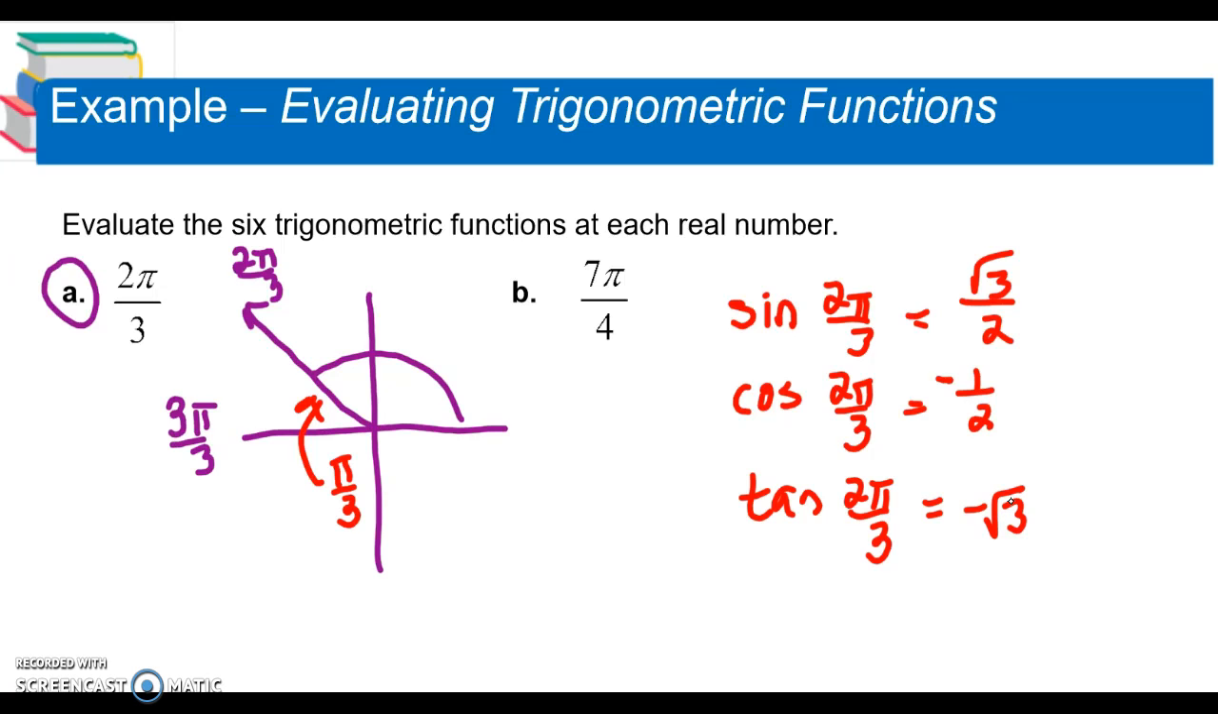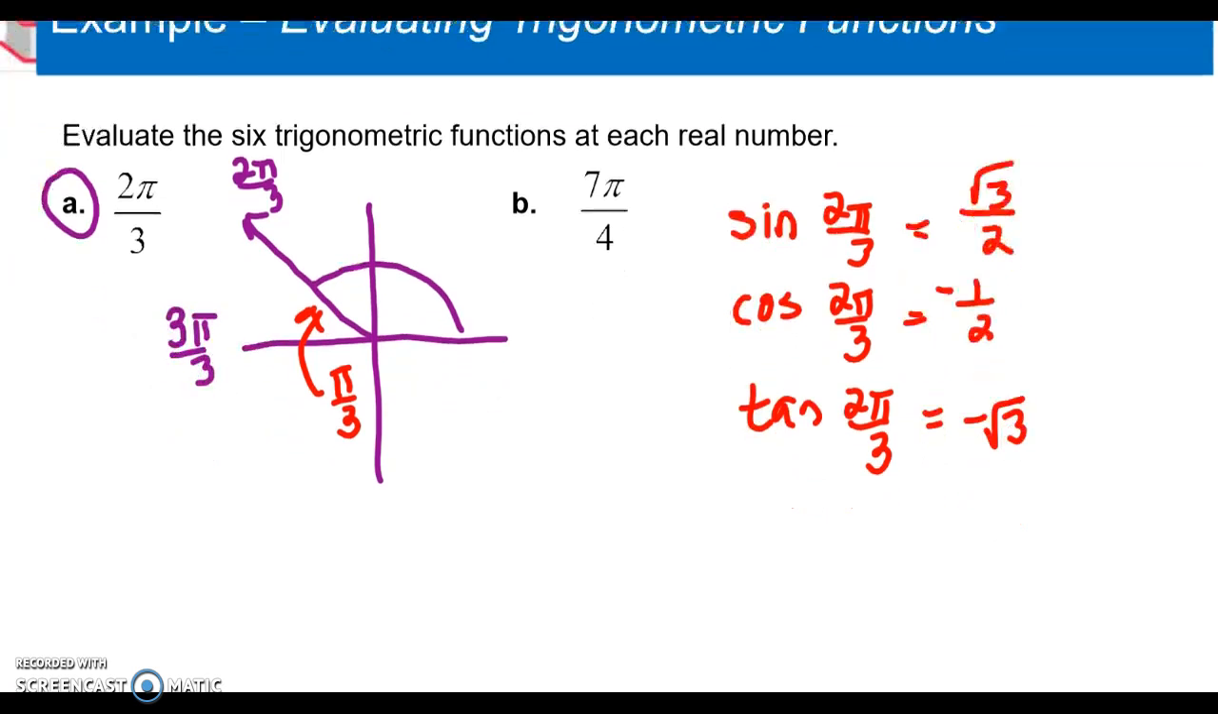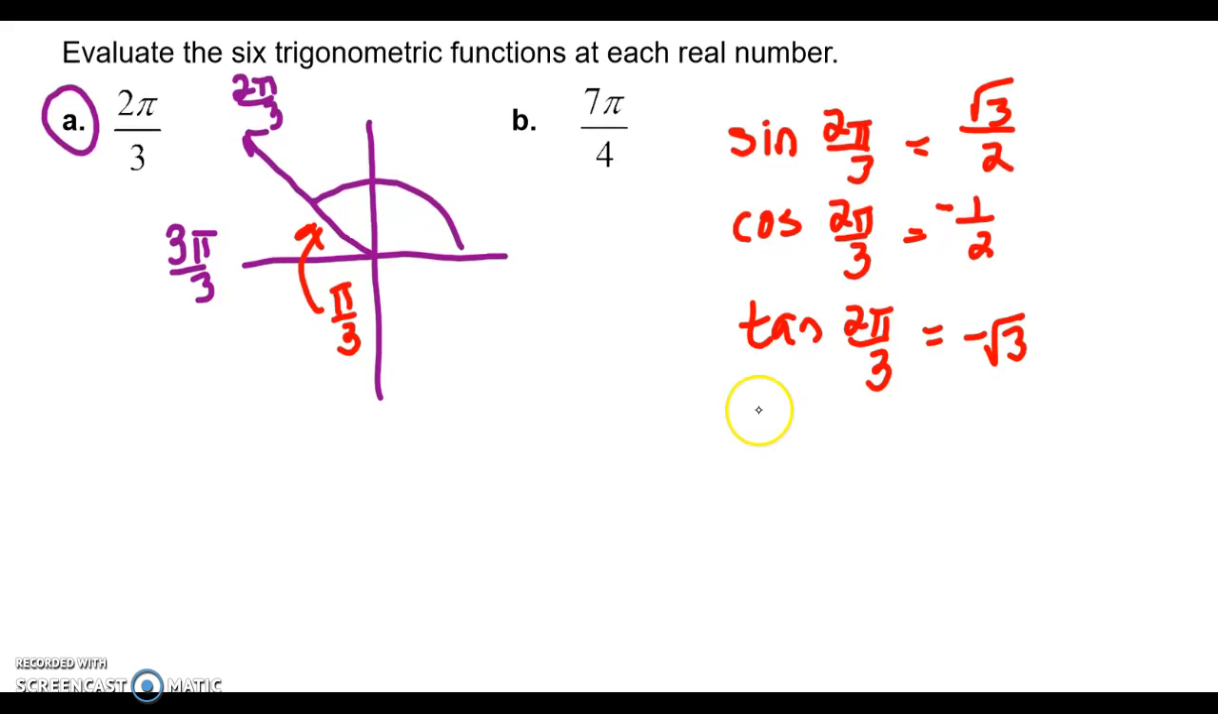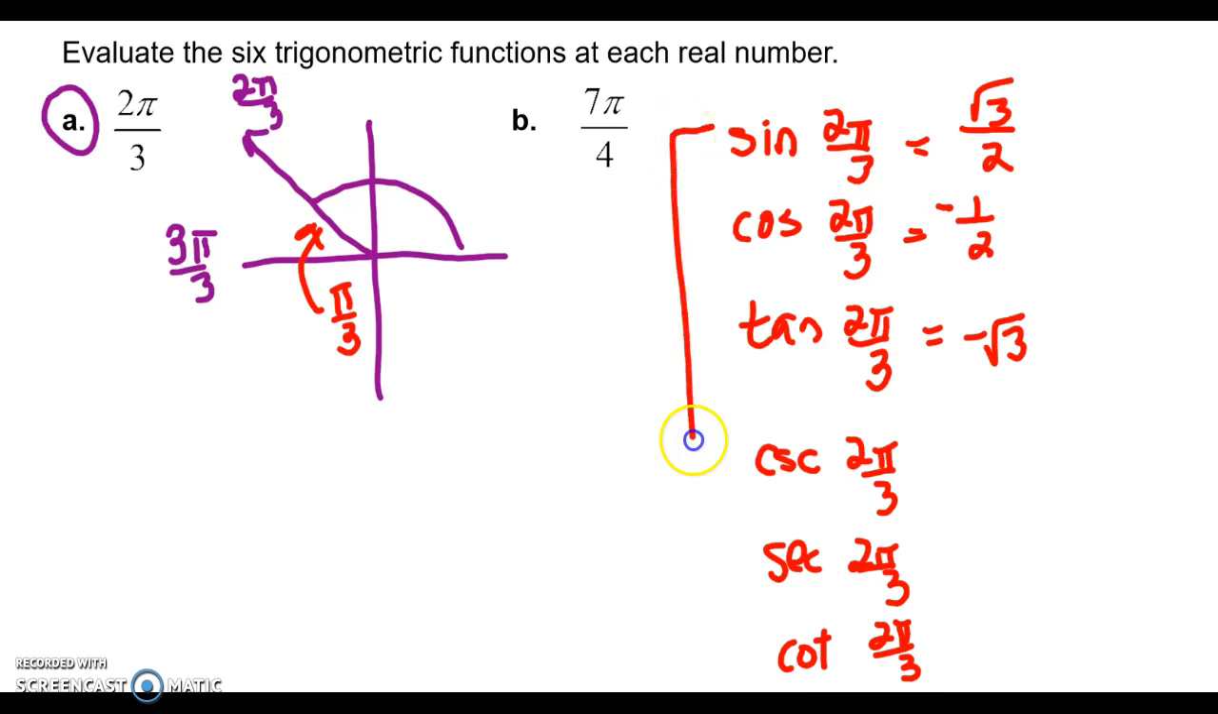Okay, so now when we go to do the other 3 trig functions, the reciprocal trig functions, so cosecant, secant, and cotangent, we are just going to flip the ratios that we got for sine, cosine, and tangent. So sine and cosecant are reciprocal trig functions, so it would be 2 over rad 3. Then we have to rationalize, and so we get 2 rad 3 over 3.